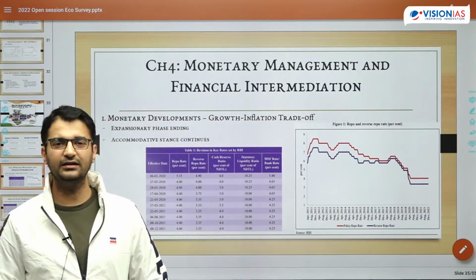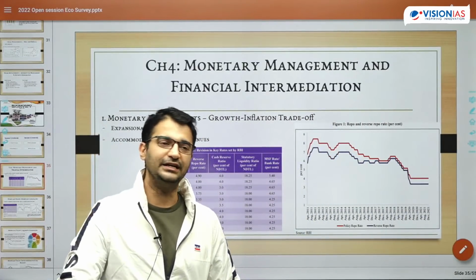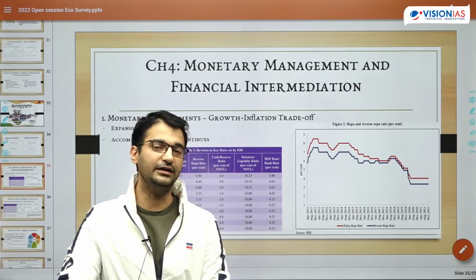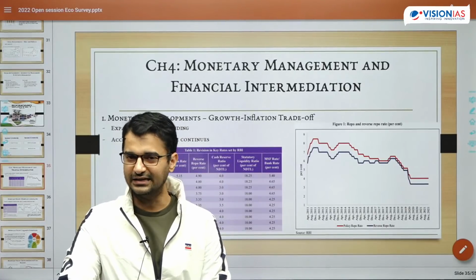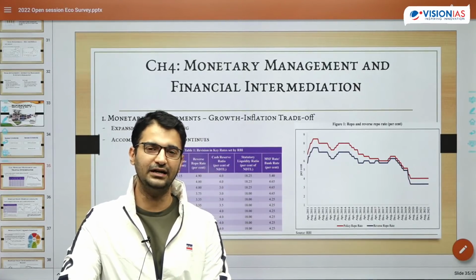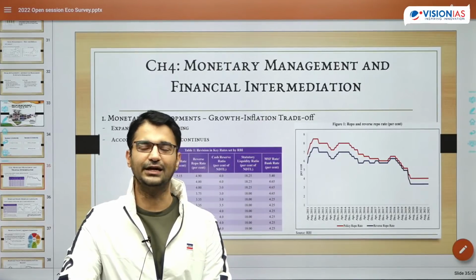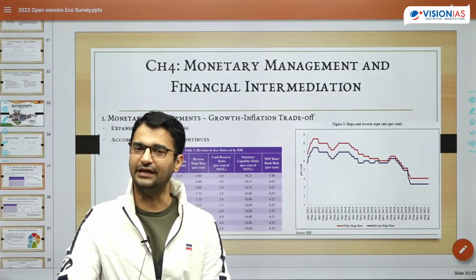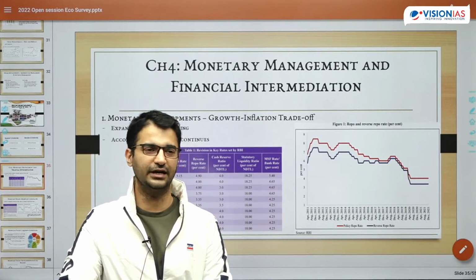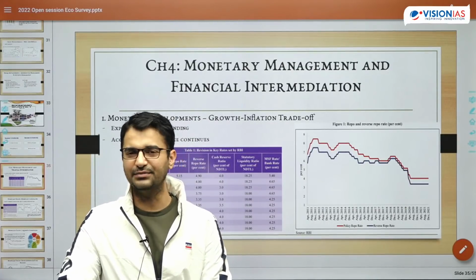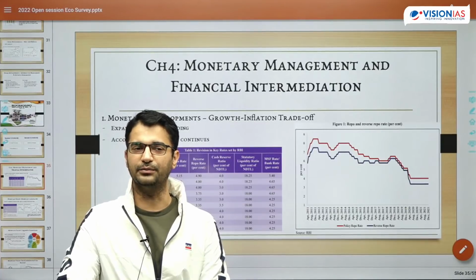CRR, the proportion of banks' NDTL that banks have to keep with RBI in the form of reserves. CRR does not bear any interest. SLR, the proportion of banks' NDTL, net demand and time liabilities, which banks have to invest in designated liquid assets. They can keep it in cash, in government securities, in gold or any other designated asset, as in an asset that has been designated as such by RBI.